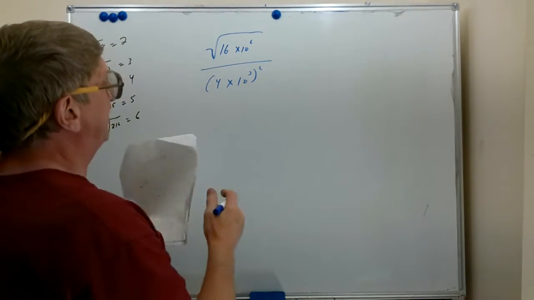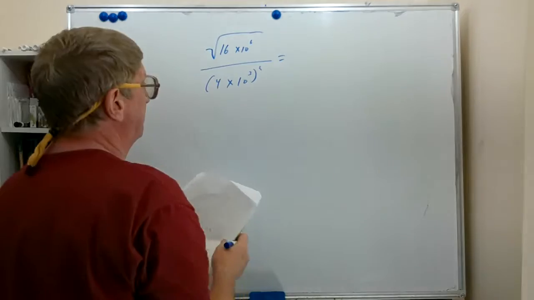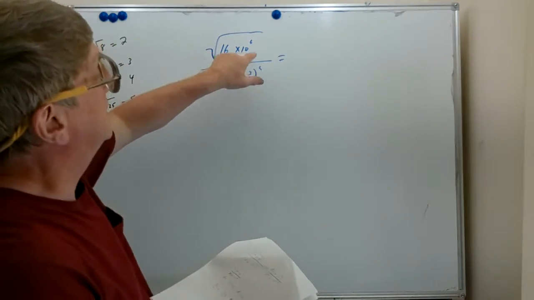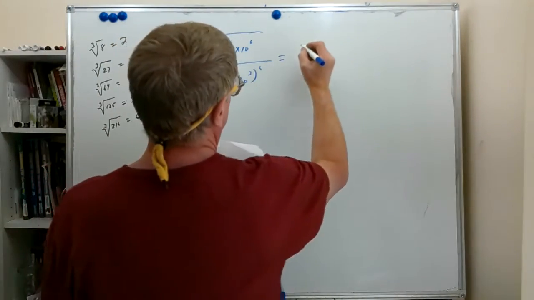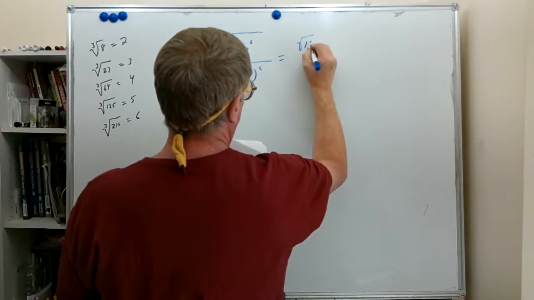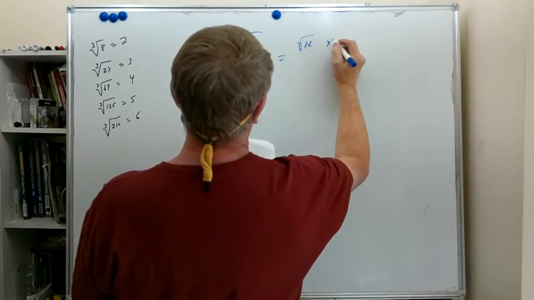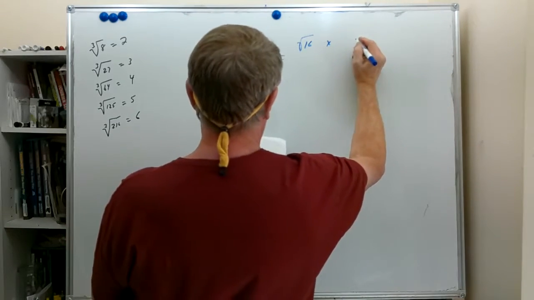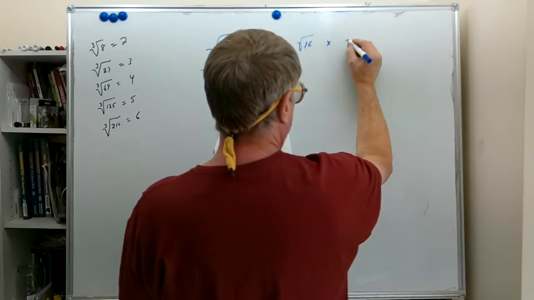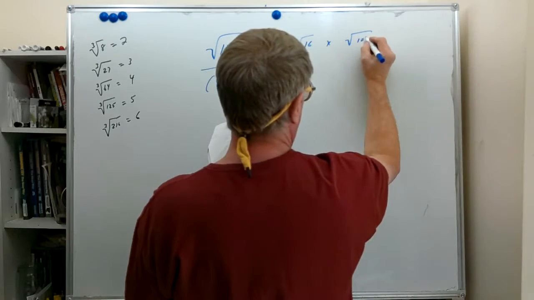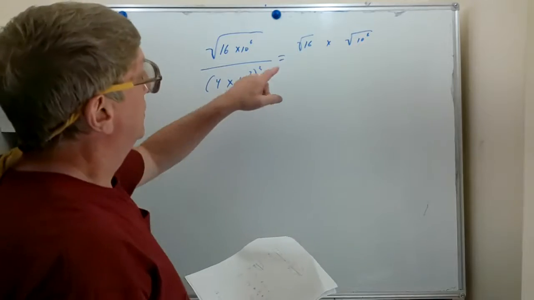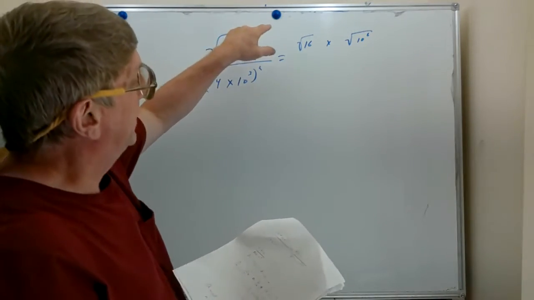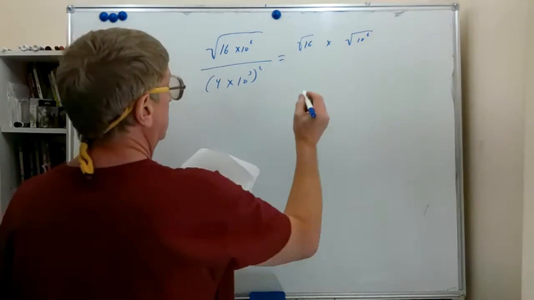So we're going to do some separation here on the top. We're going to separate this root of a product into a product of roots. So we're going to write here the square root of 16 times the square root of 10 to the 6th. We separate this root of products into a product of roots.